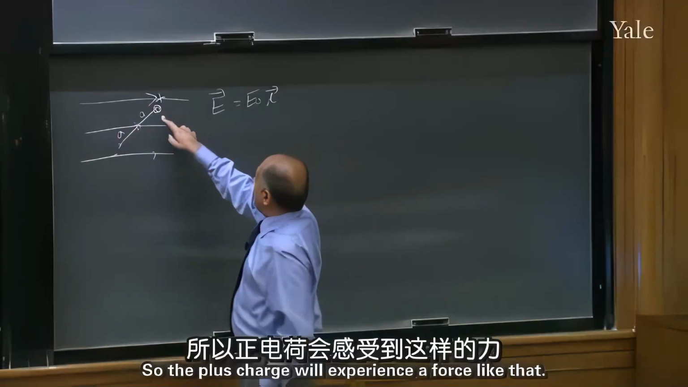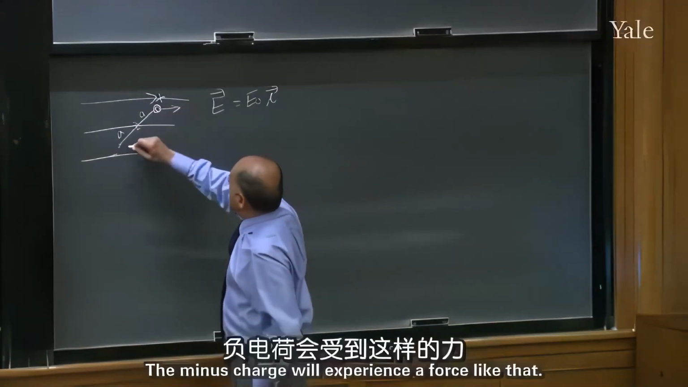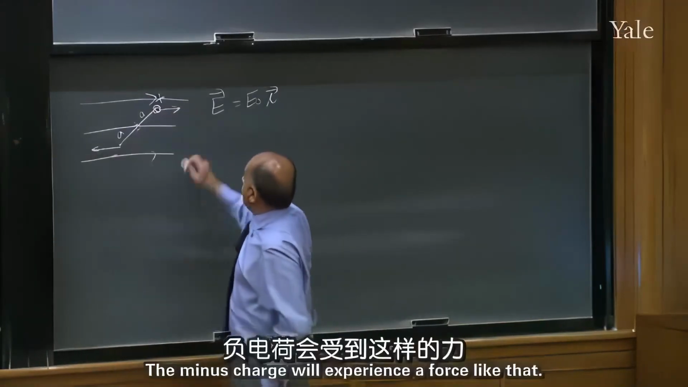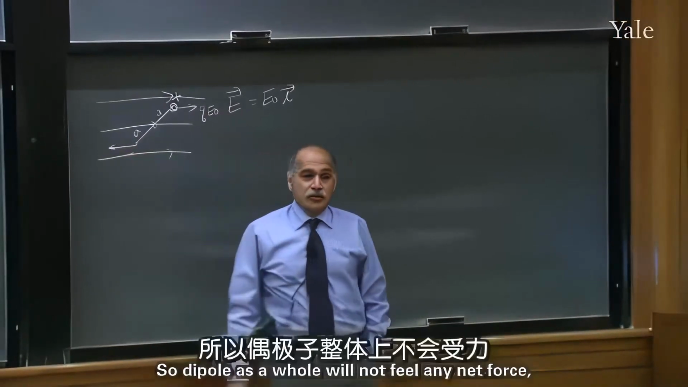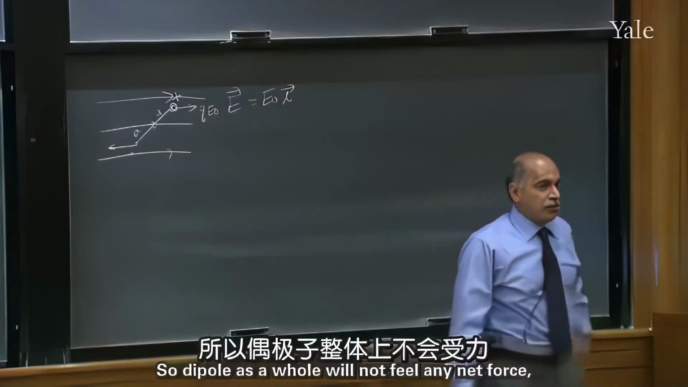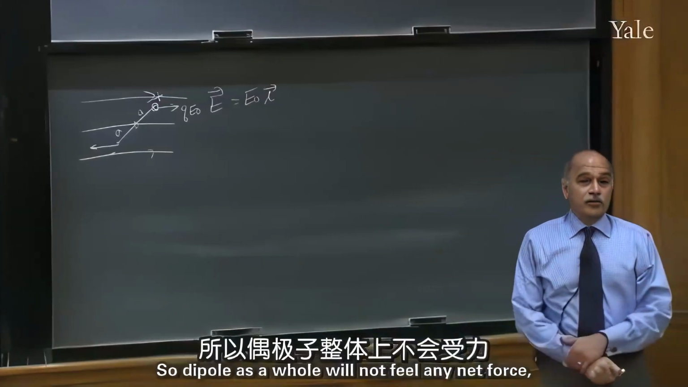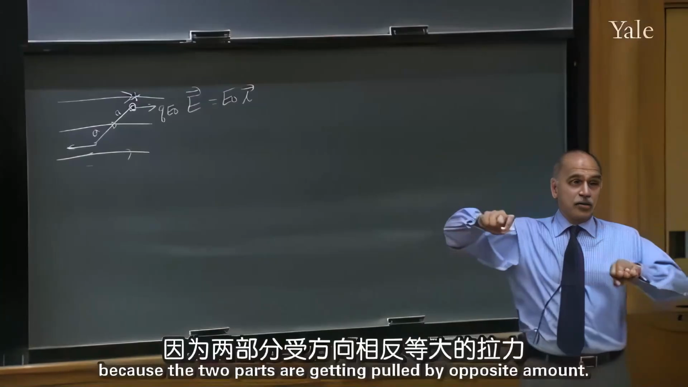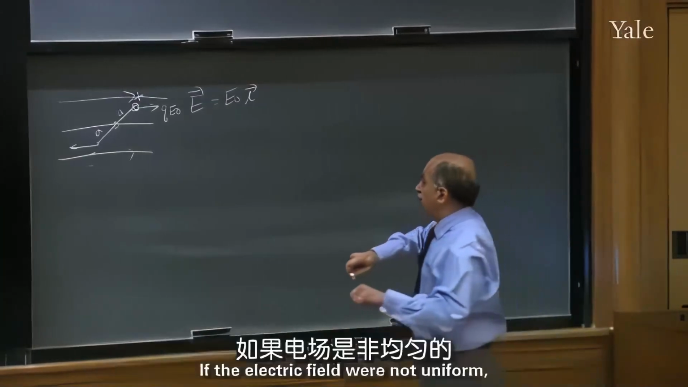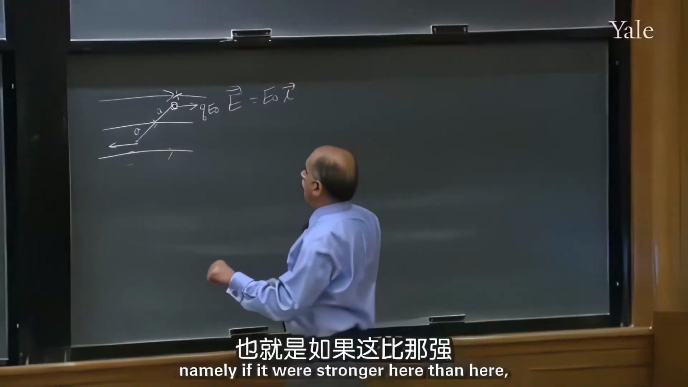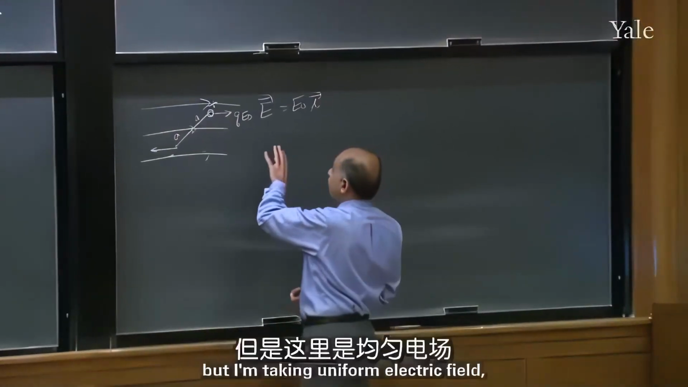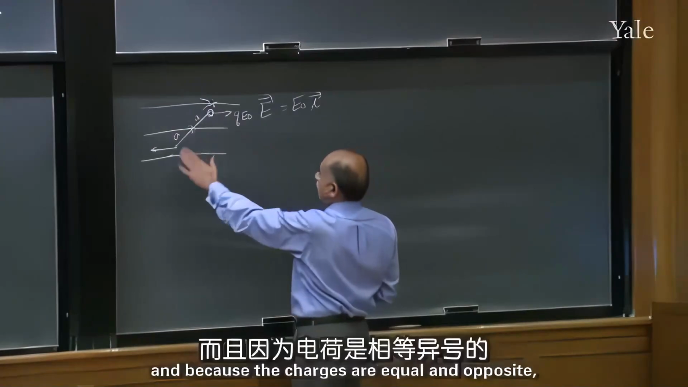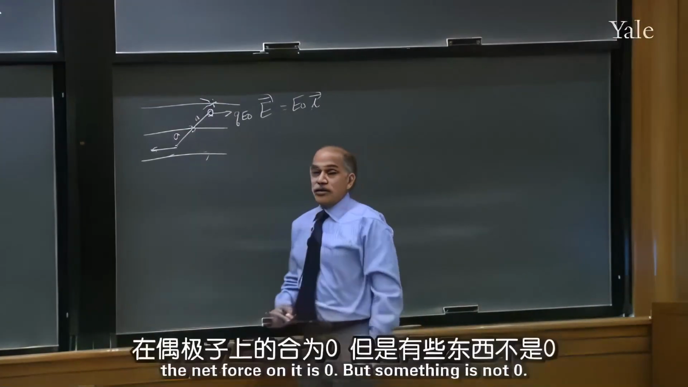So the plus charge will experience a force like that. The minus charge will experience a force like that. This will be q times E naught. That will be minus q times E naught. So the dipole as a whole will not feel any net force, because the two parts are getting pulled by opposite amounts. If the electric field were not uniform, namely if it was stronger here than here, then of course it will drift to the right. But I'm taking a uniform electric field, and because the charges are equal and opposite, the net force on it is 0.